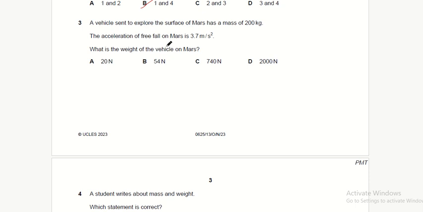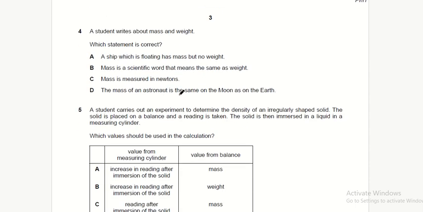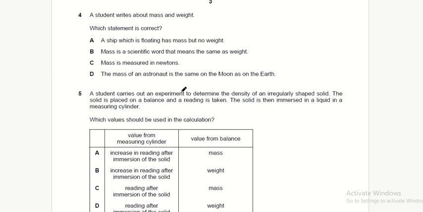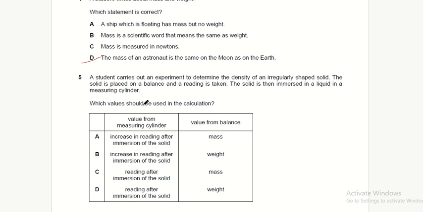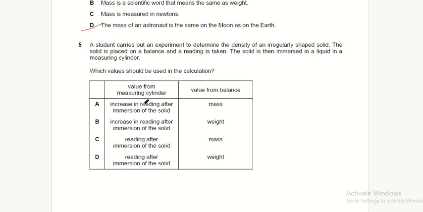Mass times g on Mars. Mass on the Moon is that on Earth or in every or anywhere.